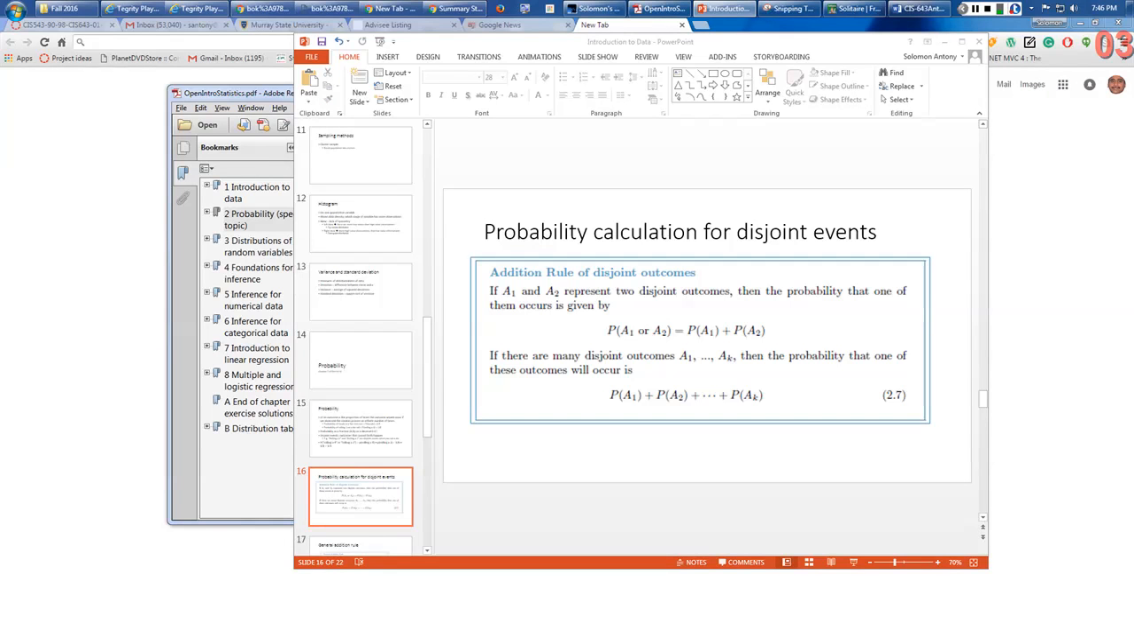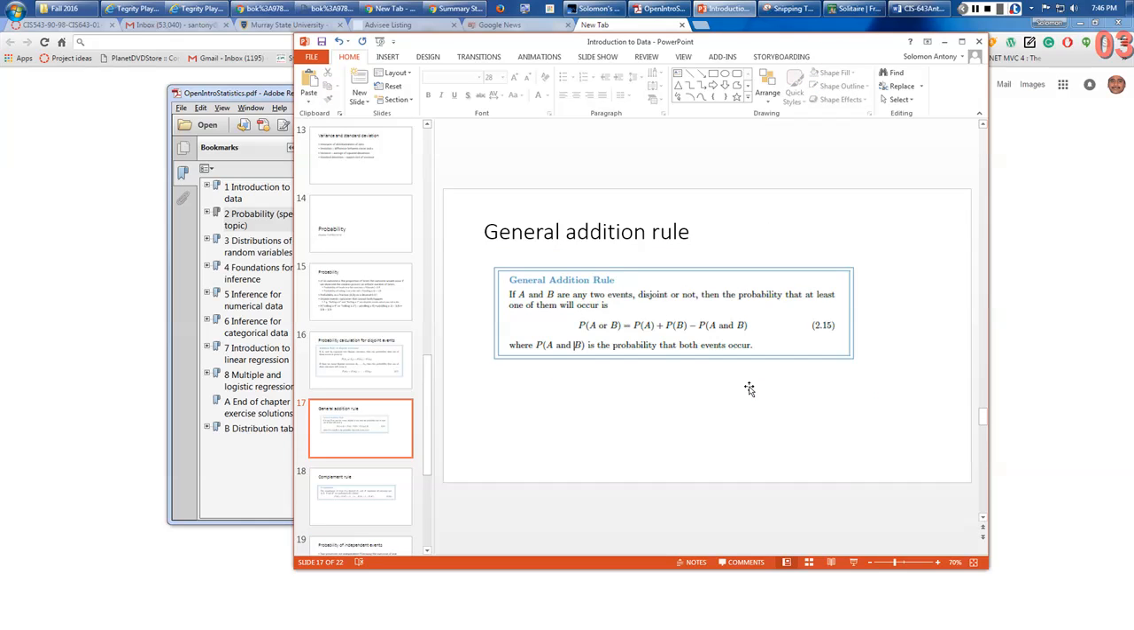As a general rule, you could calculate the probability of disjoint events simply by adding up the probabilities of individual events happening. As long as there is nothing common between those two events, then you can simply add up the probabilities. So probability of A1 or A2 is given as probability of A1 plus probability of A2. And if you have many outcomes that are all disjoint, there's nothing common between them, then you can simply add up their probabilities to calculate the overall probability.